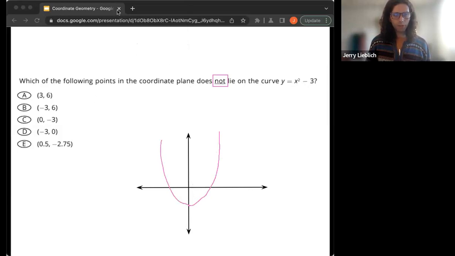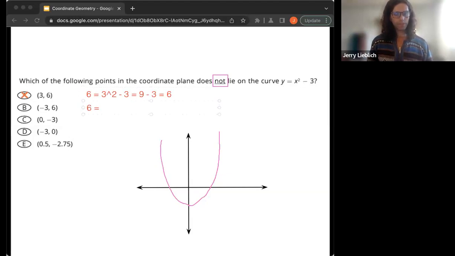And I might know, for instance, that C is not going to work. But because I didn't go into how to do this, what we'd have to do here is just plug stuff in and see if it works, same as we did before. So 6 equals 3 squared minus 3. Is that going to work? We get 6 equals 9 minus 3. 6 equals 6. This is on the curve, so we don't want it.